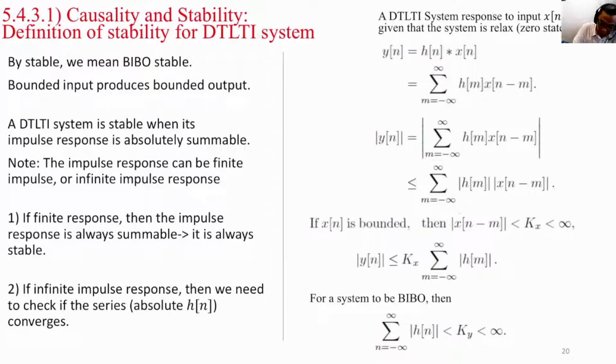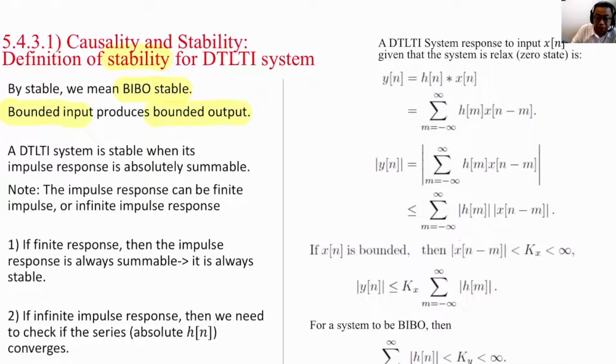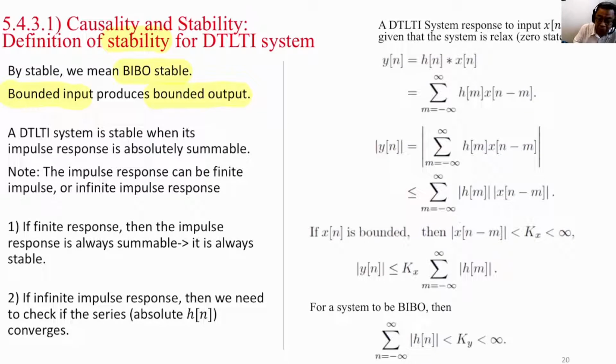In this slide, we are talking about stability. Specifically, we are interested in BIBO stability. BIBO: BI stands for bounded input, BO stands for bounded output. We are saying that if our input signal is bounded, that means it doesn't grow to infinity, our output is bounded. How do we check whether we have a BIBO system or not?